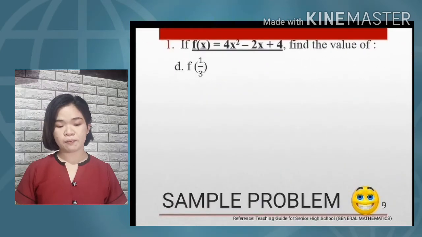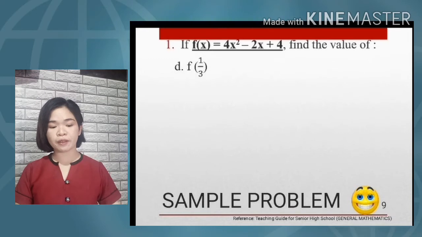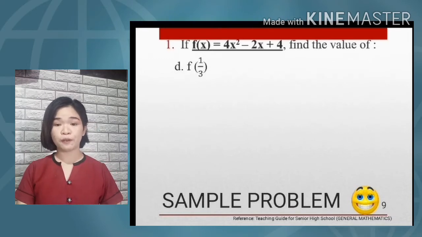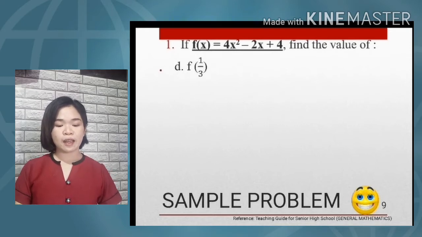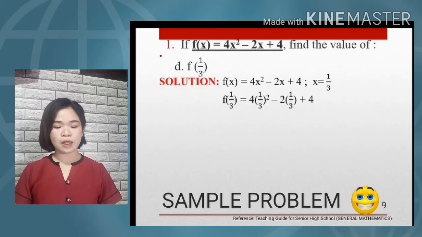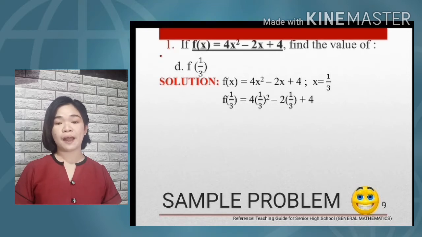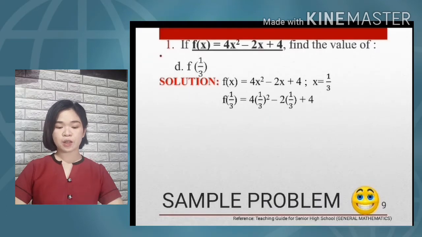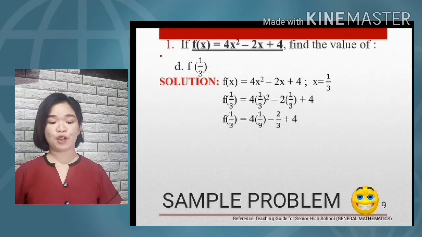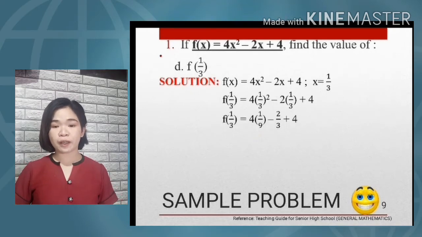Number 1, letter D. Same function, however, the value of x is 1 over 3. So, simple fraction, you don't have to be afraid. Substitute the value of x. That will be f of 1 over 3 is equal to 4 times the quantity of 1 over 3 raised to 2 minus 2 times 1 over 3 plus 4. So exponent first. 1 over 3 squared will be equal to 1 over 9. So that will be 4 times 1 over 9 minus 2 times 1 over 3.